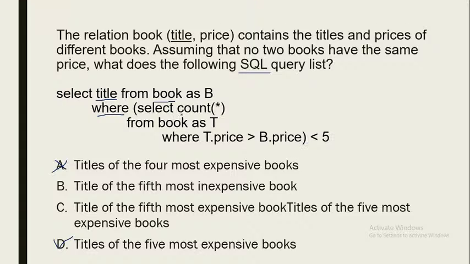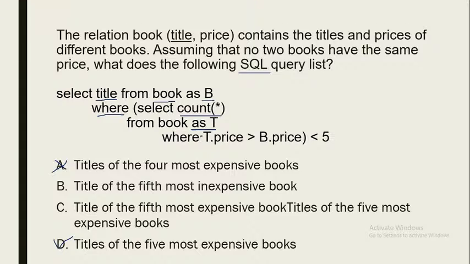Now what we are doing here is select count star. We are counting something here, but what we are counting exactly is from book as T. There is one table already, book, which you have annotated by B, and now you have another table, the same table book, that you have annotated by T. But as mentioned by Harshvardhan, it is a correlated query.